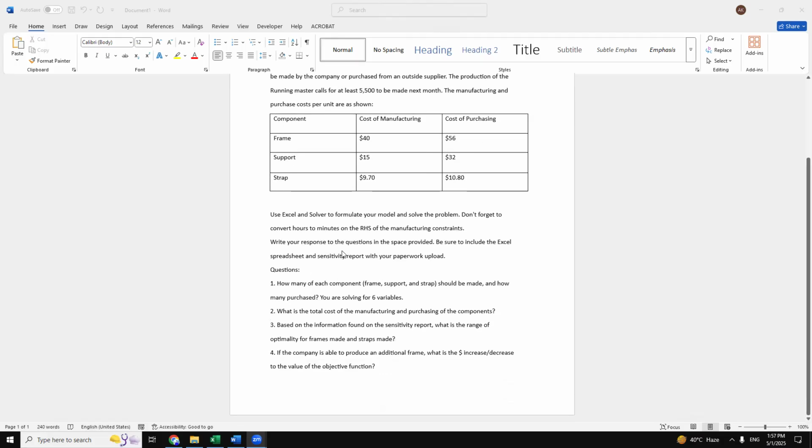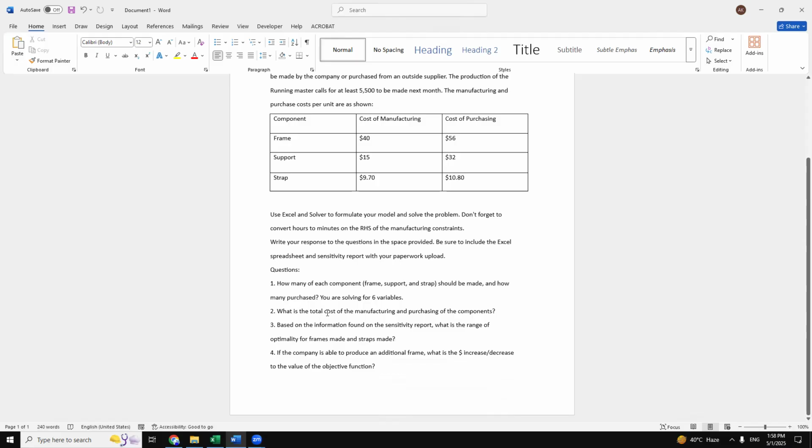Then write your responses to the questions in the space provided. Be sure to include the Excel spreadsheet and the sensitivity report with your paperwork upload. So here they are asking questions to be solved using Excel Solver, and we have four parts for this question. First part says how many of each of the components, frame, support, and strap, should be made and how many purchased. We are using 6 variables.